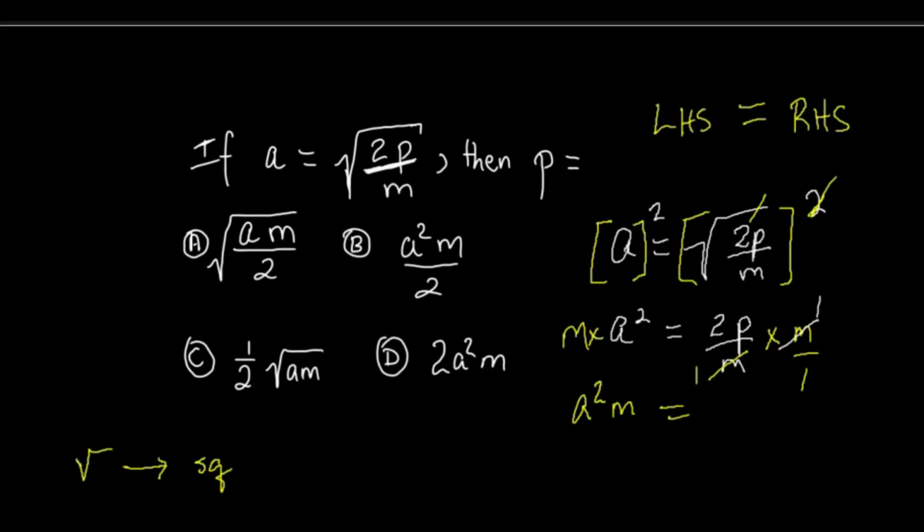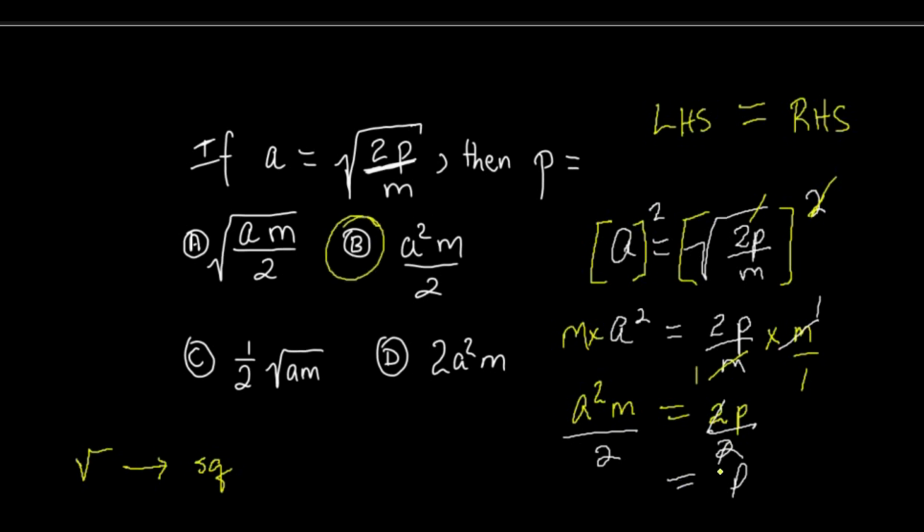So tidying this up, we have a squared m, or m a squared, on the left-hand side. And on the right-hand side, we'll have 2p. 2p divided by 1 is still 2p, multiplied by 1 is still 2p. Now, how do we get rid of the 2? Notice that the 2 is affecting everything else on this side now. Since it's multiplying p, we're going to get rid of the 2 by division. So we divide both sides by 2. 2 into 2 goes once, 2 into 2 goes once. And that leaves us with what? P is equal to a squared m over 2. And that looks like the choice that we have right here.